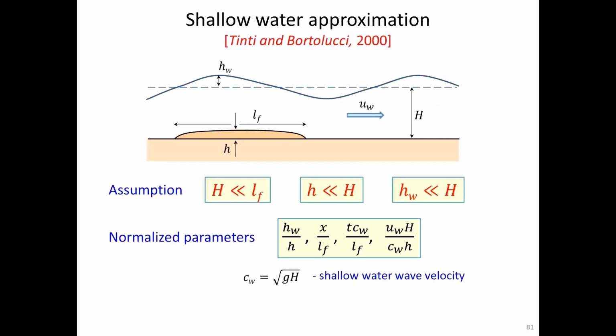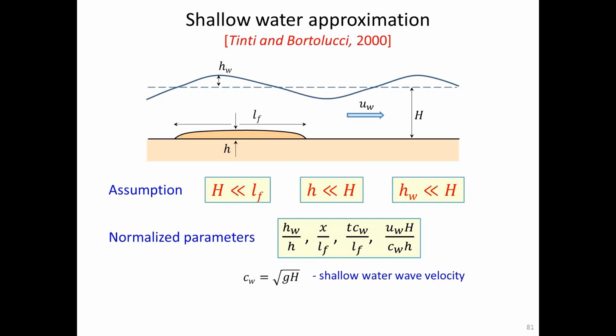After that, I tried to calculate how much wave is generated from this sliding movement. In this case, I tried to do some approximation. I made some assumptions to make our calculation simpler. So I assumed the shallow water approximation. In this case, I'm assuming the water depth is much smaller than the slide length, and the water depth is also greater than the surface wave amplitude and the slide thickness here.